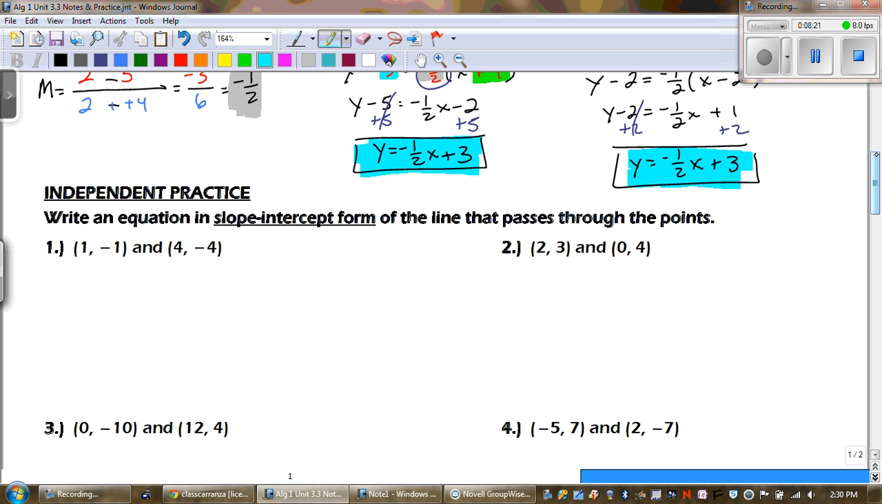All right, so independent practice. Let's go ahead and practice. Write an equation in slope-intercept form of the line that passes through the points. Let's go ahead and see if you can find the slope all by yourself. Good luck.